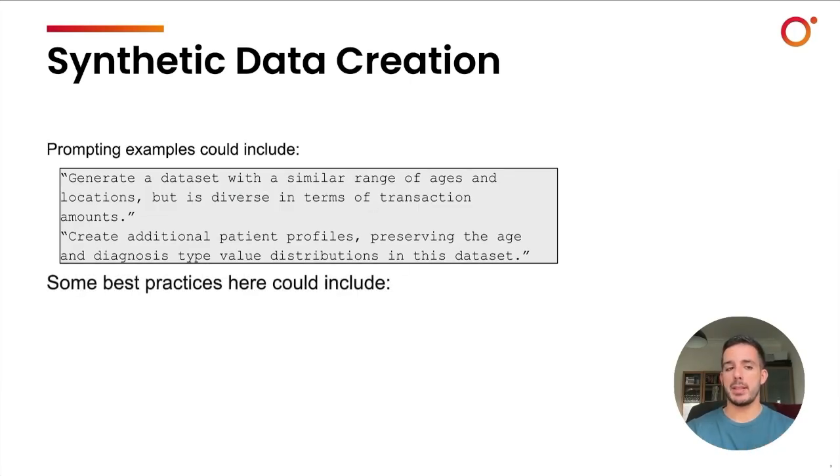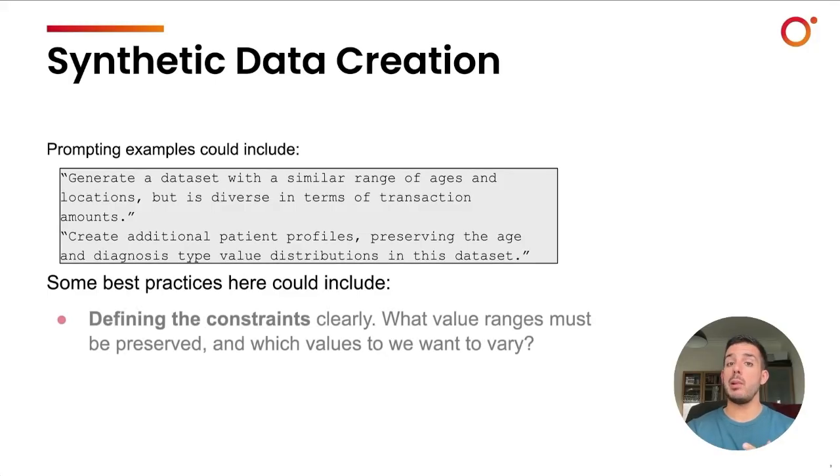And what are some best practices when we are using generative AI to generate synthetic data? Well, one is that we have to define the constraints clearly. That is, what value ranges do we need to preserve and which values do we want to vary? This is very important because otherwise generative AI is just going to generate random data. You have to be very specific about what is supposed to change and what is supposed to stay the same.